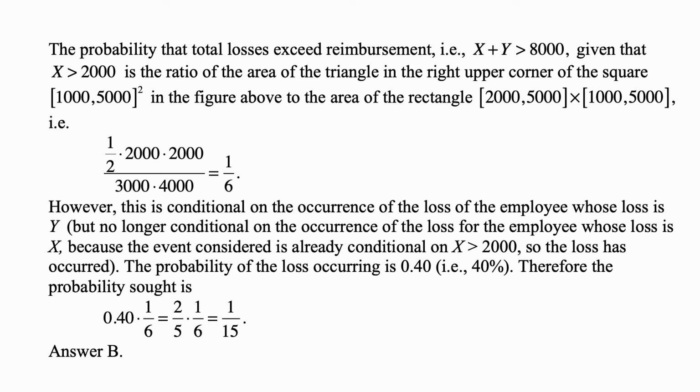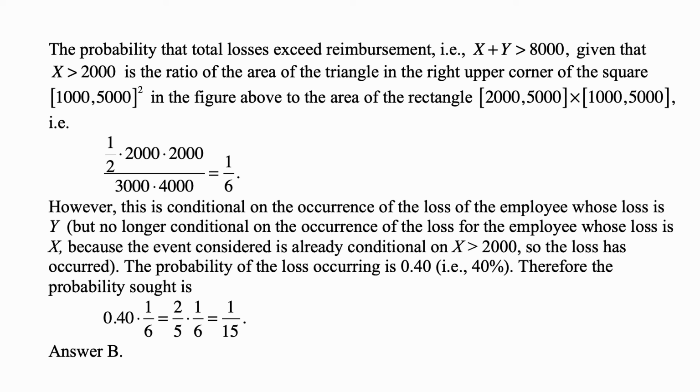So the probability that the total losses exceed reimbursement, which is the probability of the event that X plus Y is more than 8,000, given that X is more than 2,000, is the ratio of the area of the triangle in the right upper corner of the square 1,000 to 5,000 squared in the figure that I just showed you to the area of the rectangle 2,000 to 5,000 range for X times 1,000 to 5,000 range for Y. And that ratio is 1/2 of 2,000 times 2,000, so the area of the triangle, divided by 3,000 times 4,000. That's 1/6.